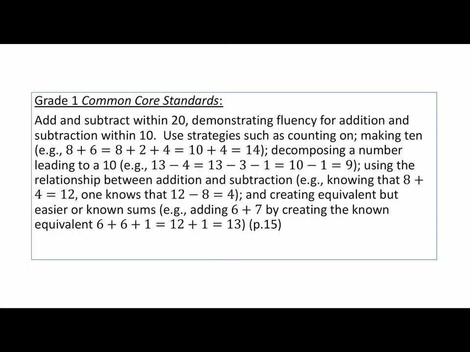So here we've got an example with some subtraction where we're going to see how they do that. They should know the relationship between addition and subtraction and be able to rewrite an addition problem as a subtraction problem and vice versa. And then they should be able to create equivalent but easier or known sums.